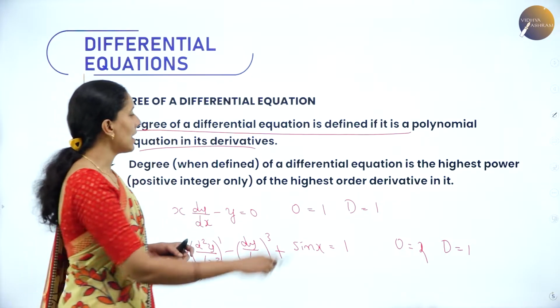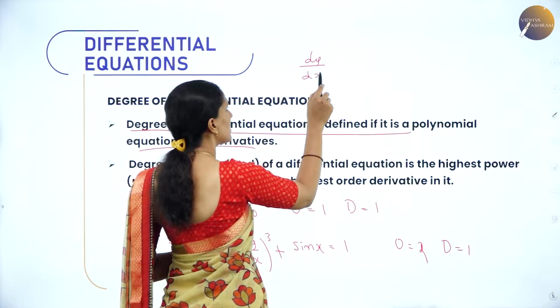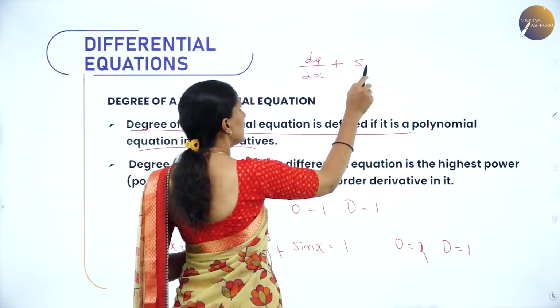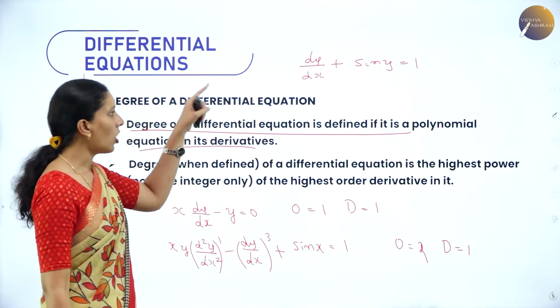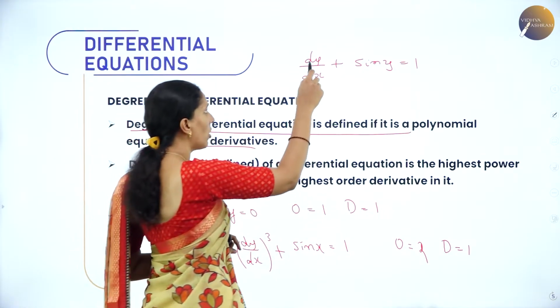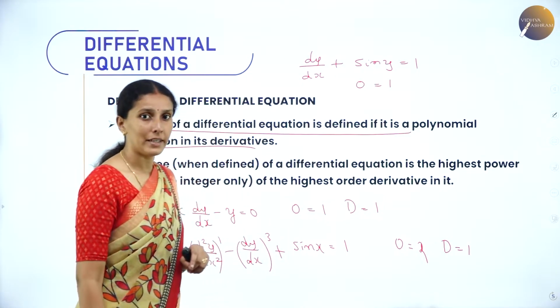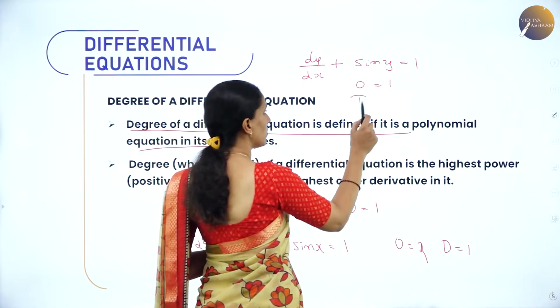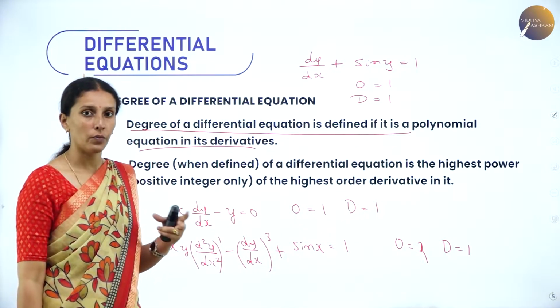I can take an example of dy/dx plus sin y is equal to 1. What is the order of this differential equation? Order of this differential equation is 1. What is the power of dy/dx? How many times is it repeated? It is once. So therefore the degree of the differential equation is 1.